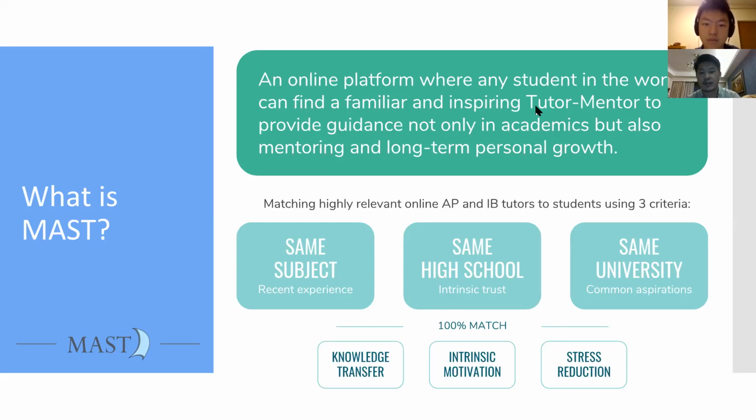So what does relevant tutors mean? A relevant tutor is someone who has taken the same subject, they show that they have recent experience, went through the same high school, and maybe attending the same university that the student wants to apply to. So for example, let's say there's a student who's currently attending Chinese International School, who's taking IB higher level physics. Through our platform, you'll be able to find a tutor who has taken that same course.